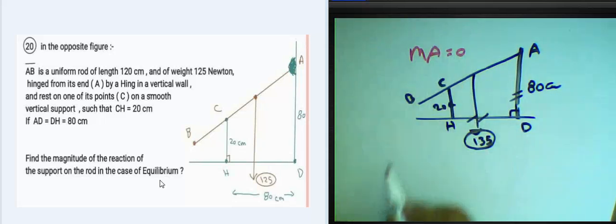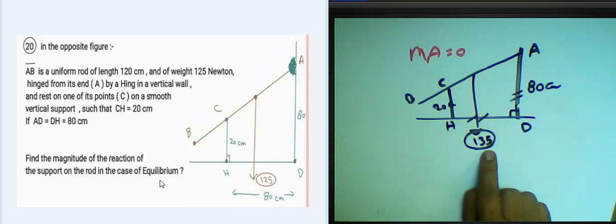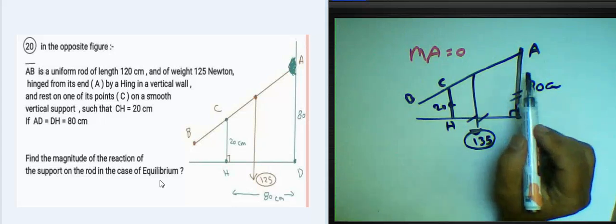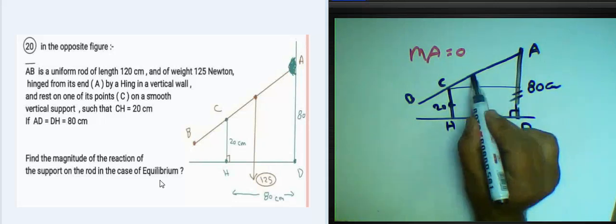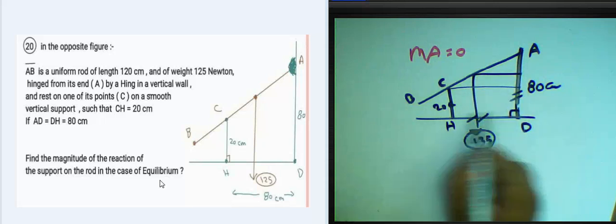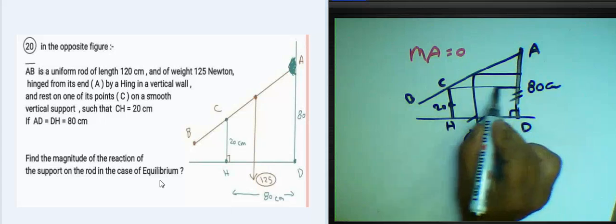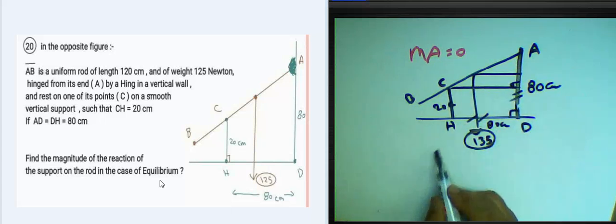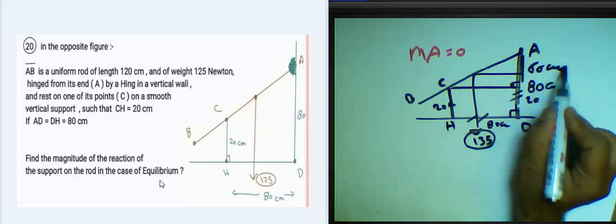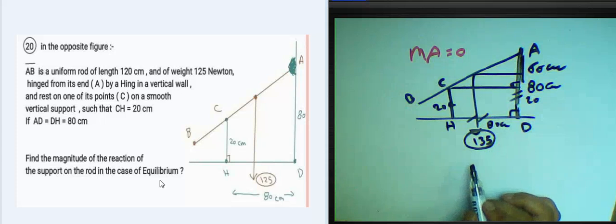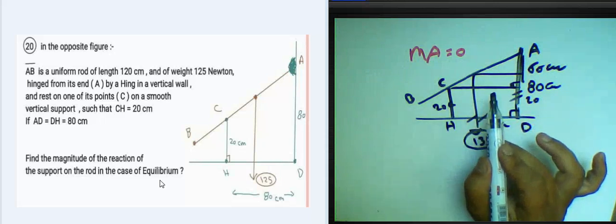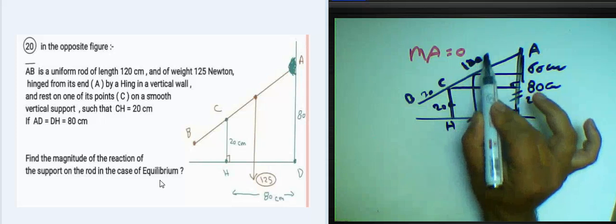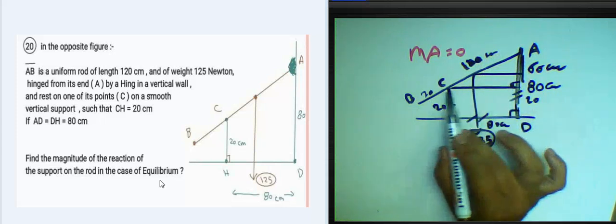Choose this point, moment about this point equals 0. We can choose the point here, with the weight multiplied by the length 100. What we can write is this length and this length. This length equals 80 centimeter, and this is 80, and this length equals 60 centimeter. They give us these lengths: 120, and it was 20, and it is 100 centimeter, 160 and 80.